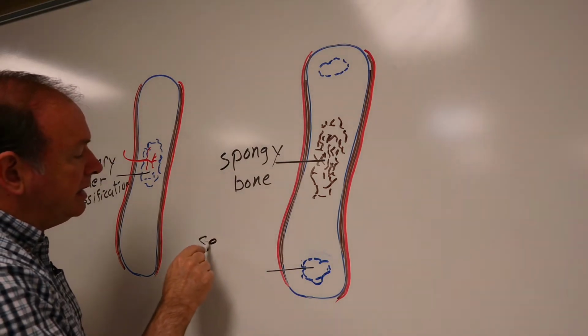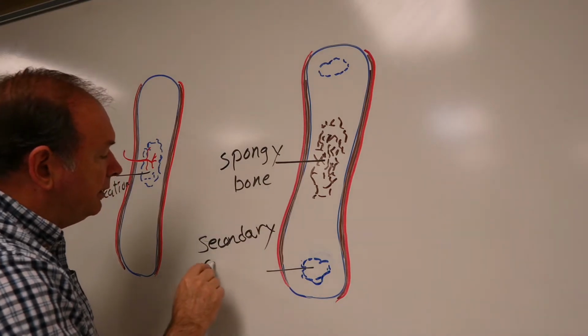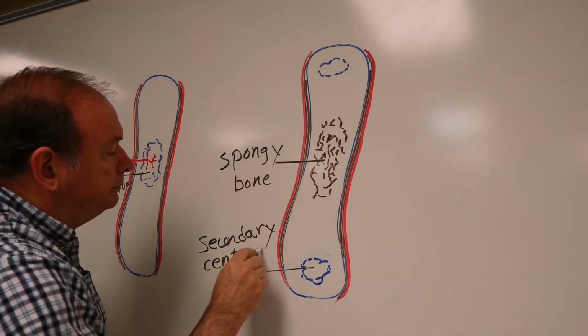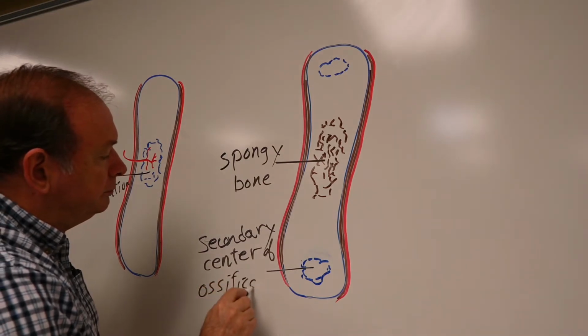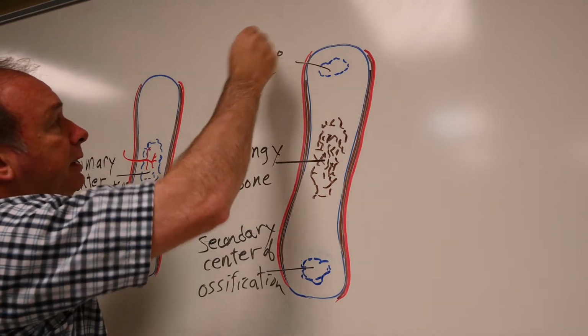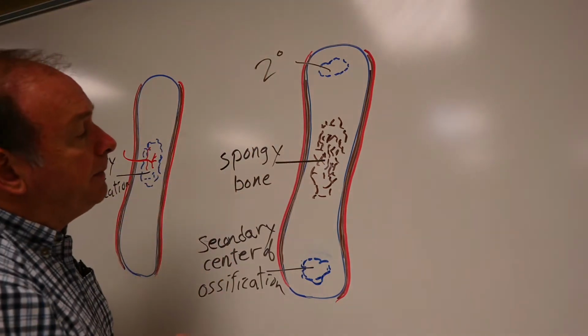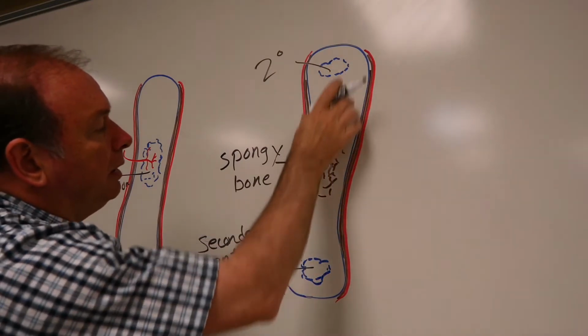This would be a secondary center of ossification. And this is also secondary up here. I'll just put that up there. We still have a periosteum on the outside, the bony collar around the outside.